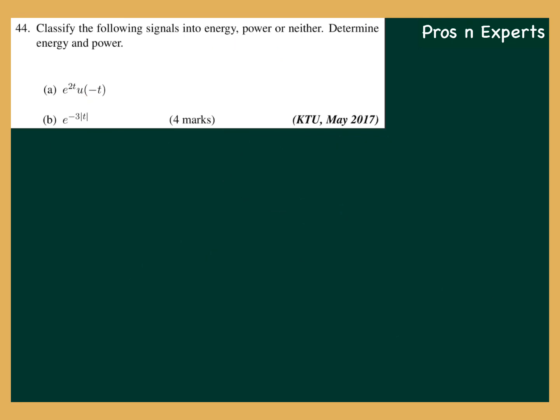So there is a second question for this, e raised to minus 3 mod t. First let us have an intuition about how this signal looks like, and whether it is a power or energy signal. So e raised to minus 3 mod t will be a signal like this. It will be decaying in the positive time axis and also decaying in the negative time axis. This is e raised to minus 3 mod t.